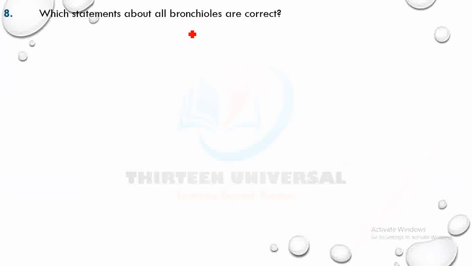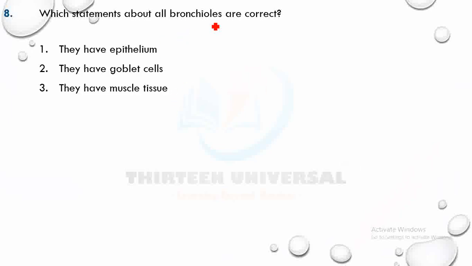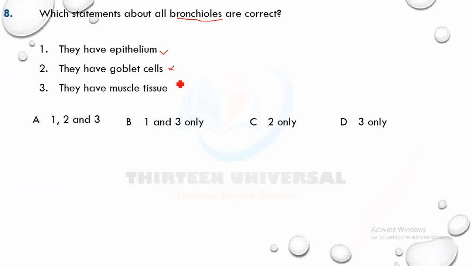Which statement about bronchioles is correct? Pick it out, don't waste time. Bronchioles, they have epithelium, yes. They have goblet cells, no. They have muscles, yes. Which statements about all bronchioles are correct? So 1 and 3, that's B.